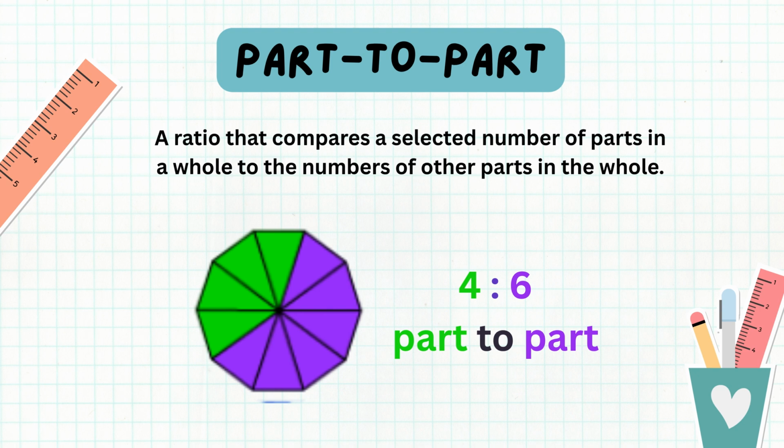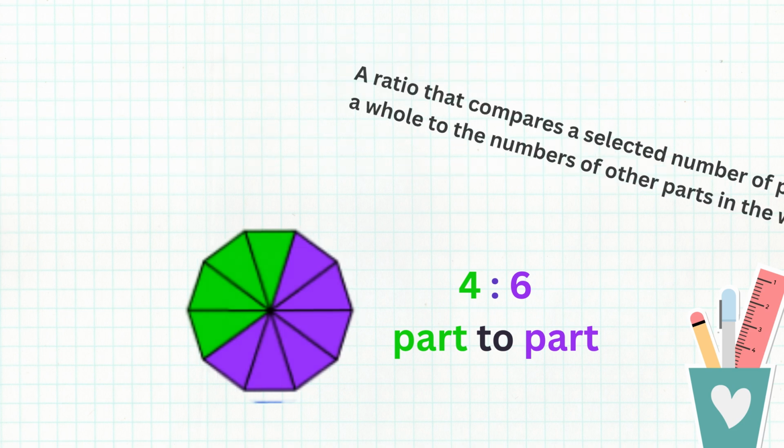For example, imagine a shape divided into 10 equal parts. Out of these, 4 parts are green and 6 parts are purple. Here we are comparing the number of green parts to the number of purple parts. So the part-to-part ratio is 4 to 6, written as 4:6. This tells us that for every 4 green parts, there are 6 purple parts.